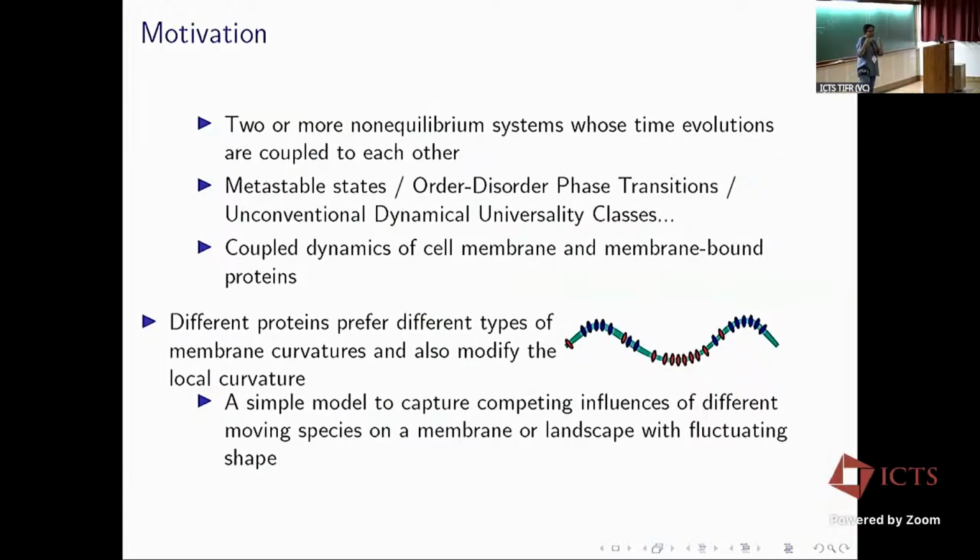Some molecules want to go towards that part of the membrane which is convex. Some other types of molecules want to localize in some part of the membrane which is concave. Therefore, the membrane shape guides the protein motion. Not only that, the proteins also have the ability to modify the local shape of the membrane around their position. So as a result, this is a system where both are affecting the time evolution of each other. And we were studying a very simple model. The model does not take into account all the details of interactions present in this biological system. It's a simple model motivated by this, where we would like to capture the competing influence of different moving species on a membrane or landscape whose shape is changing with time.